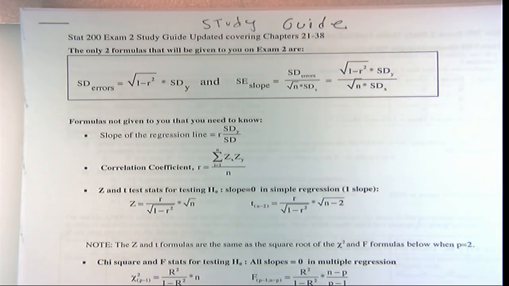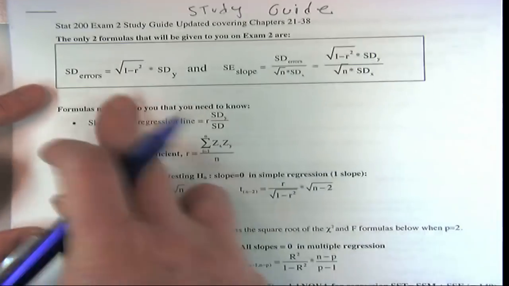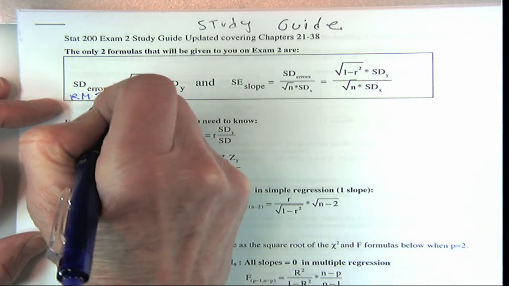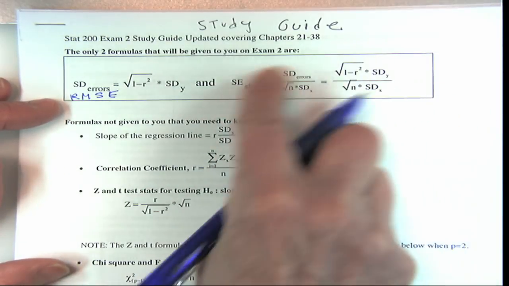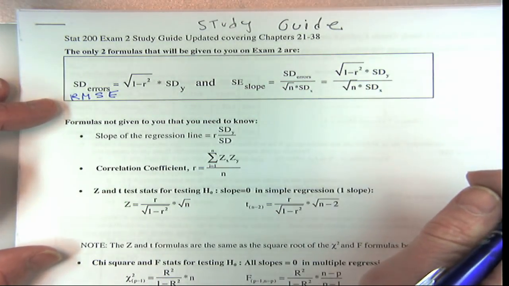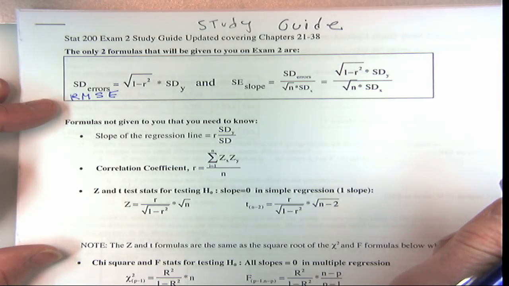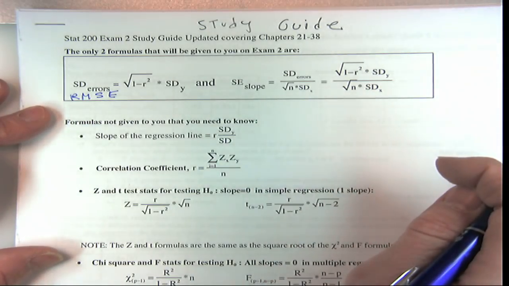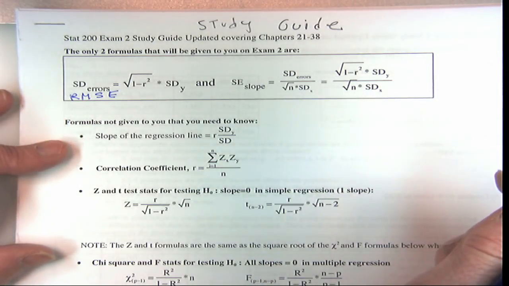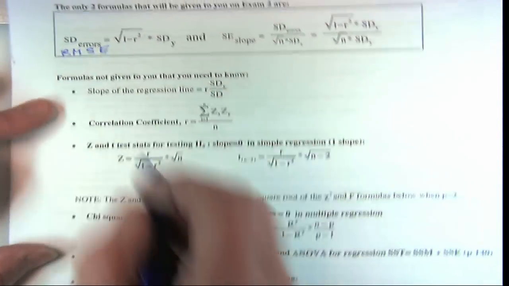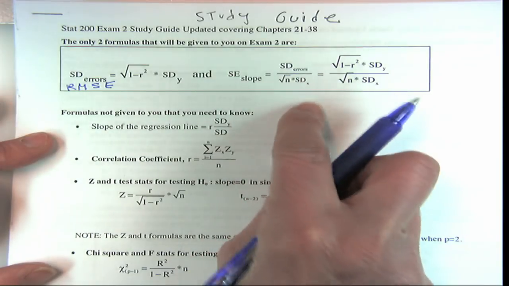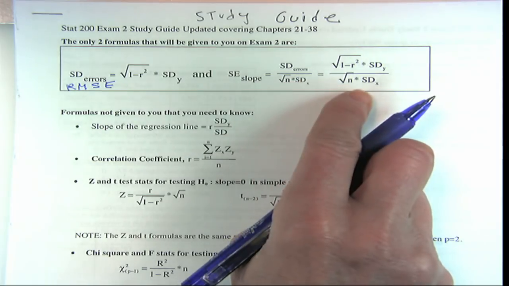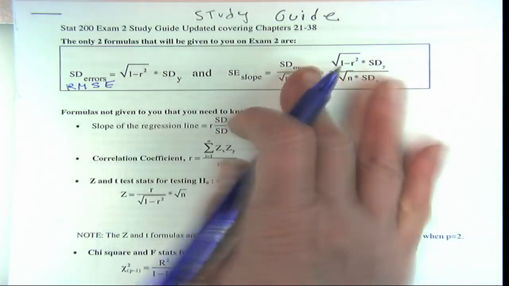But first, let's look at what's going to be given to you. This is given to you. It's also the root mean square error, and this is given to you right here. What else do you need to know? If you have SE plus here, for a simple slope, you're just going to change that square root of n to n minus 2, because there are 2 parameters. We'll get to that in a minute.